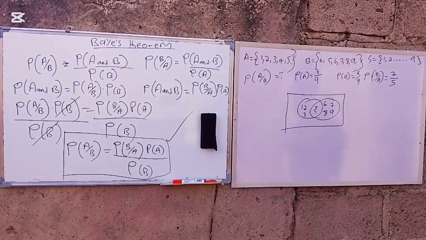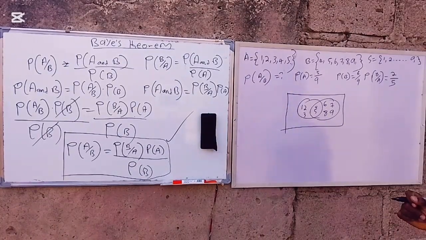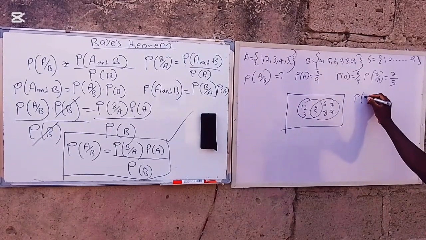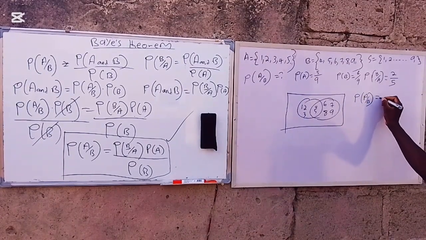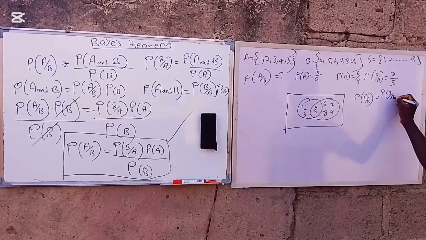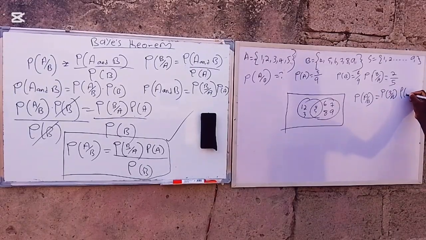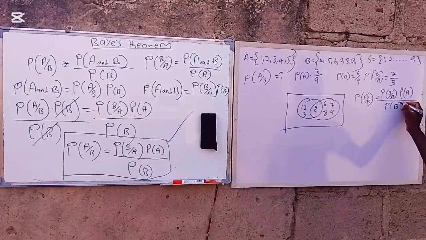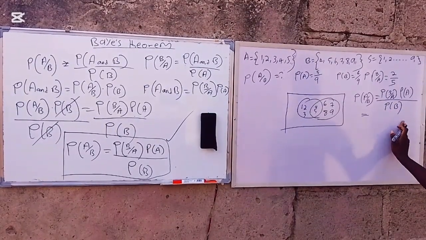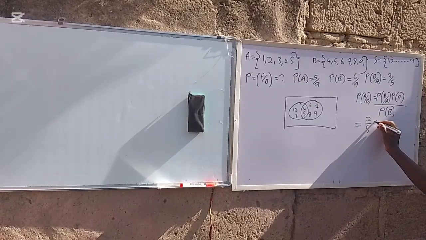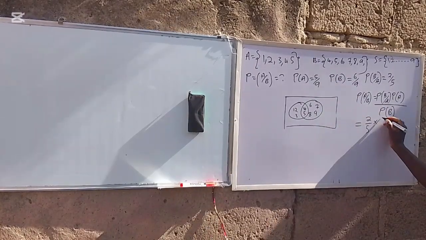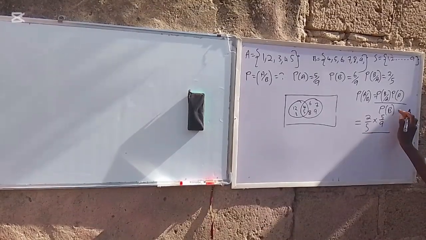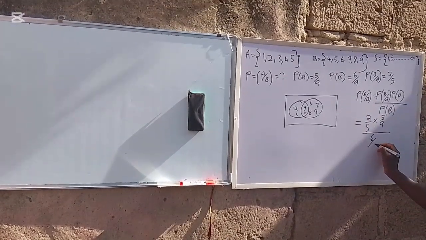So this is the probability of B given A. The next thing that I'm going to do is to use the formula: probability of A given B is equal to probability of B given A multiplied by probability of A, all divided by the probability of B. So this should now be equal to 2 over 5 multiplied by probability of A, which is 5 over 9. And all divided by the probability of B, which is 6 divided by 9.